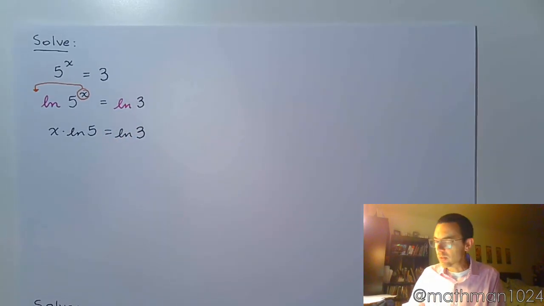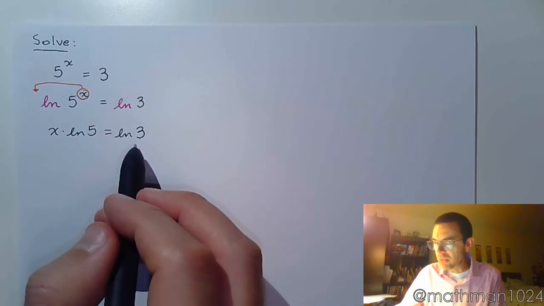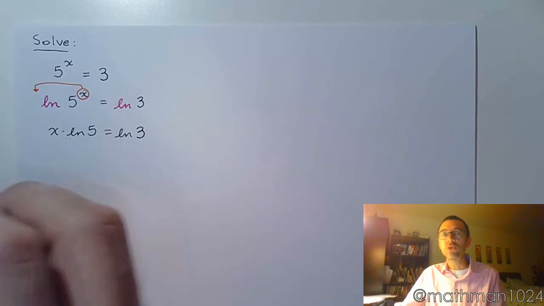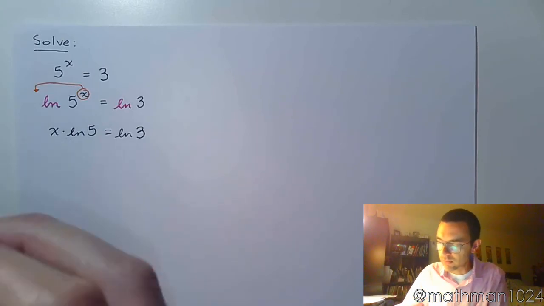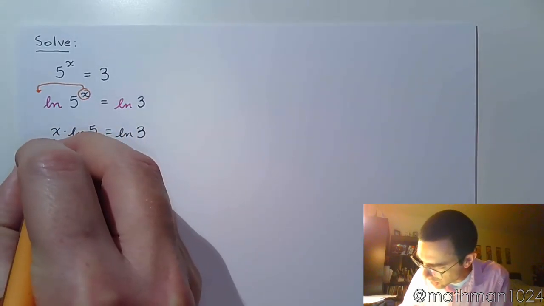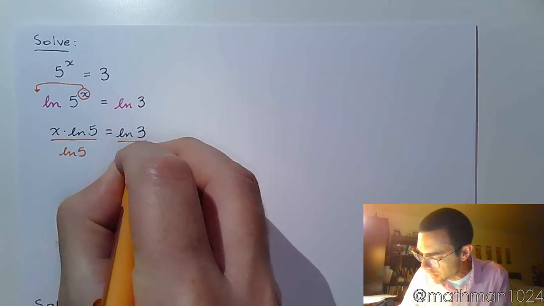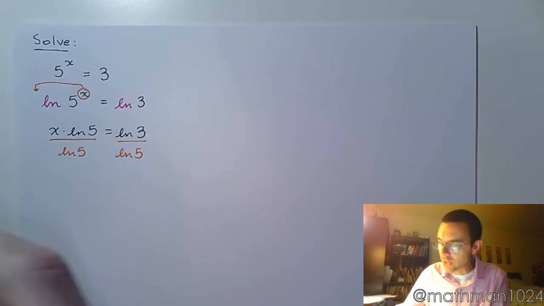And when we look at this, here's the only place where we see the variable. Everything else is pretty simple. I know it says natural log of 5 and natural log of 3, but these guys are just numbers. They're constants, and we can treat them as such. So in terms of, how do I solve this? Well, to get x by itself, you're going to divide by this factor that is not the variable. So we divide both sides by the natural log of 5.